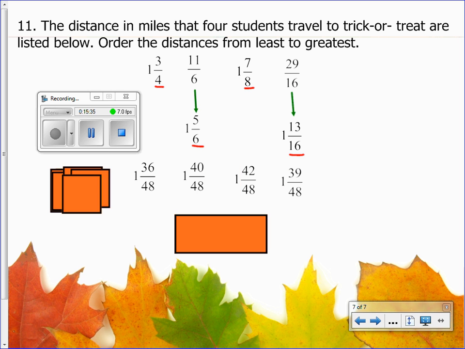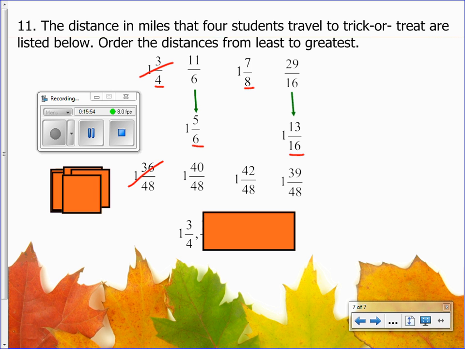Now we can compare the numerators, but we need to put them in the original format. So the smallest one is going to be 1 36 over 48, but we need to put it back in the original problem, which is going to be 1 3/4. So I would mark through it because I've already used that one. The next one is going to be 1 39 over 48, which the original problem is, what did I do wrong here?